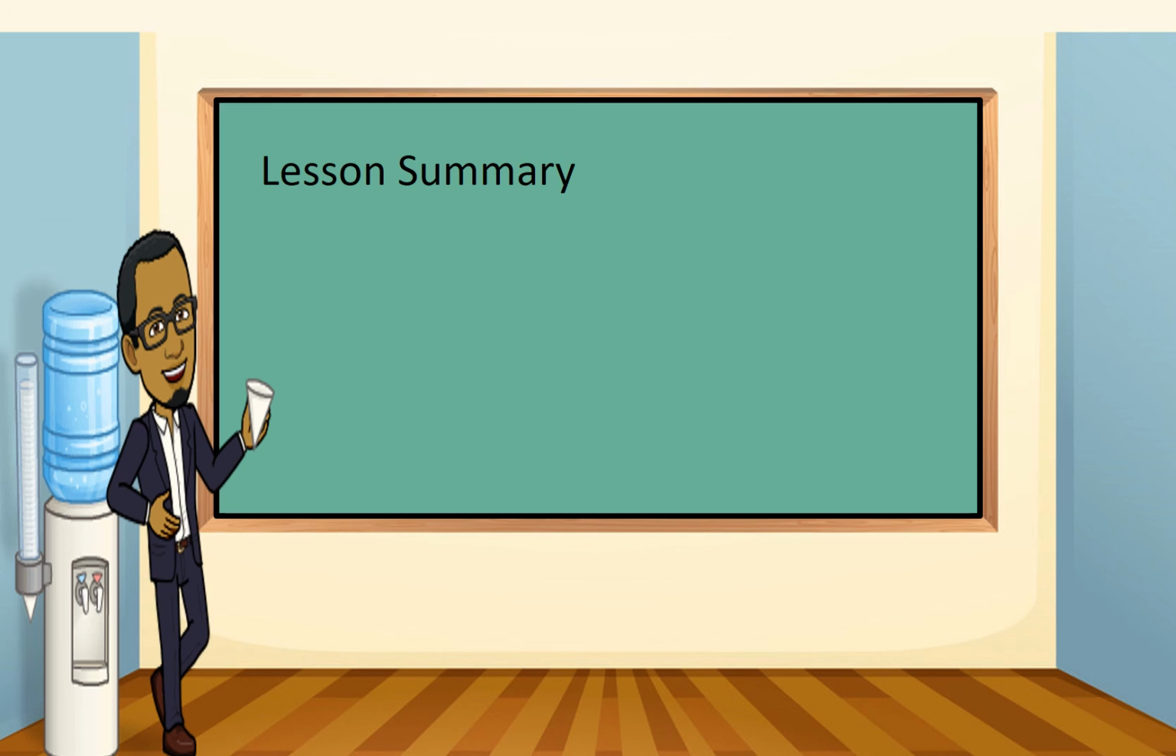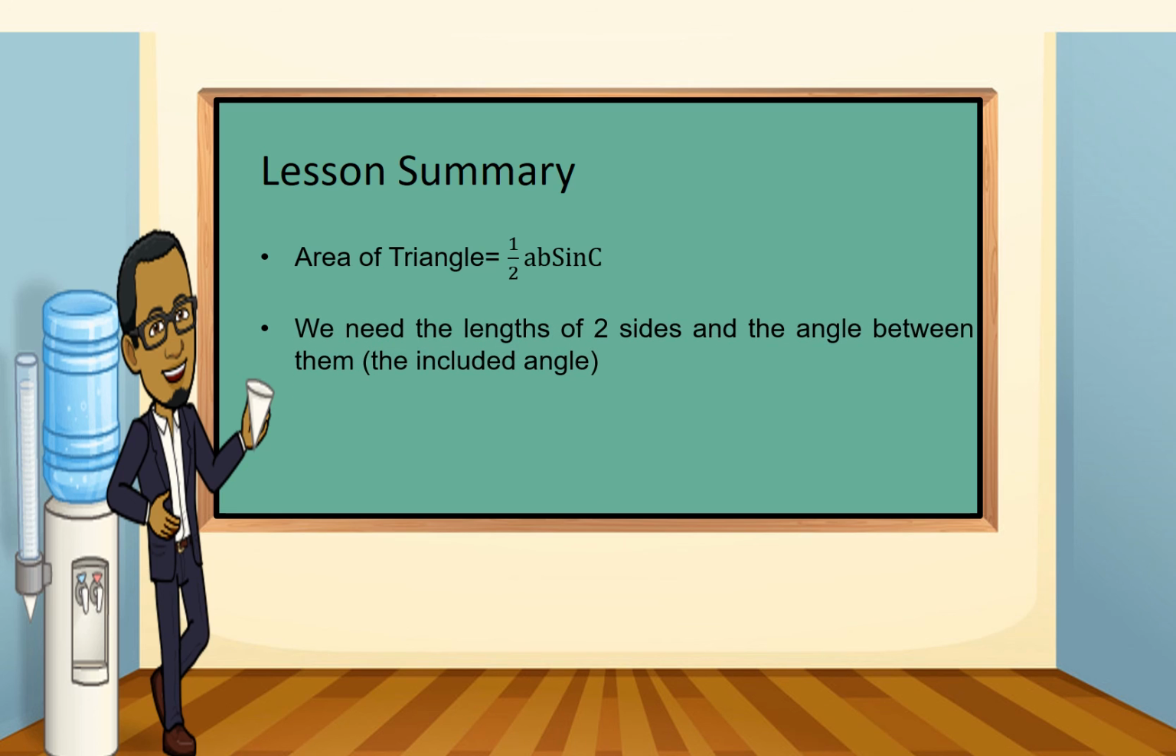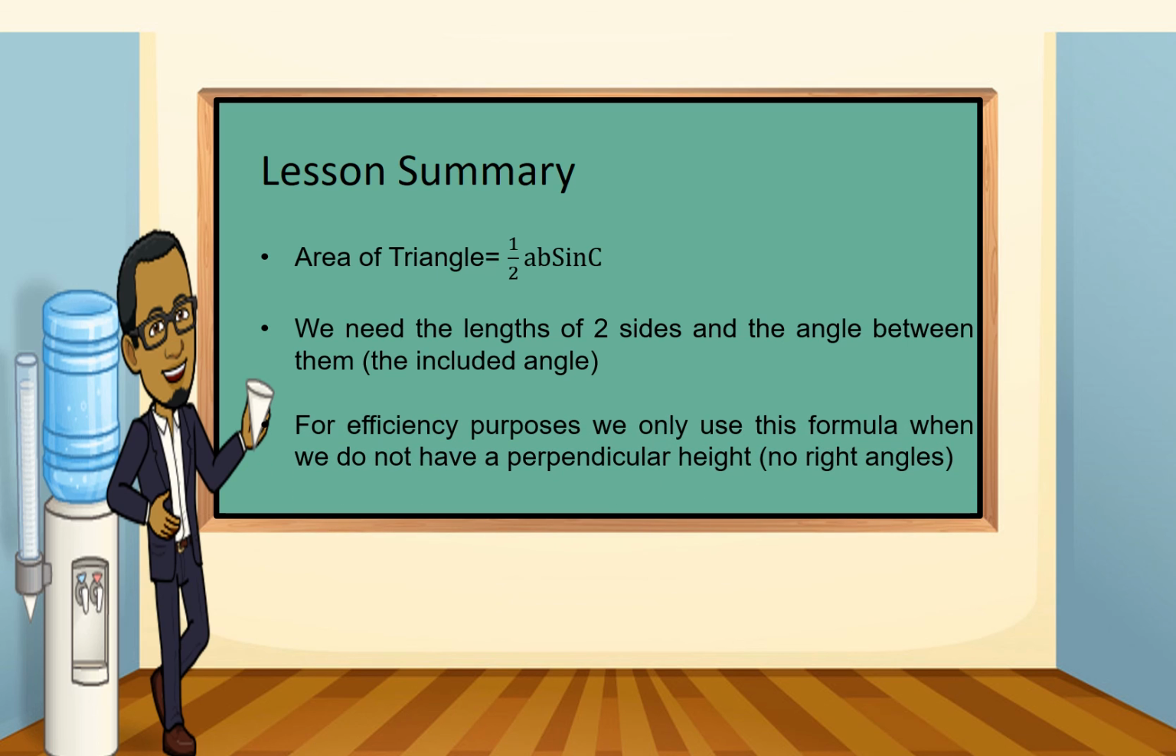Let's recap. In today's lesson, we discovered that we could use the formula half AB sine C to find the area of a triangle when the perpendicular height was not known. We also discovered that we needed the lengths of two sides and the angle between them, which was also called the included angle, to utilize this formula. Finally, we realized that it was more efficient to use this formula when we do not have right angles or the perpendicular height. Awesome, boys and girls!